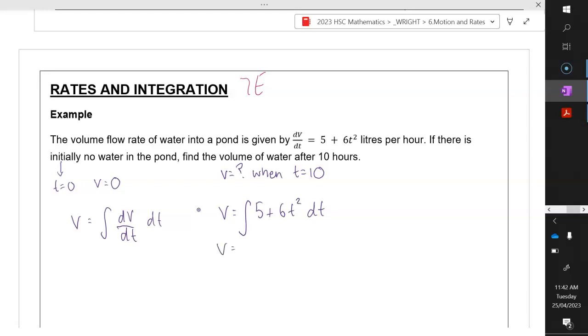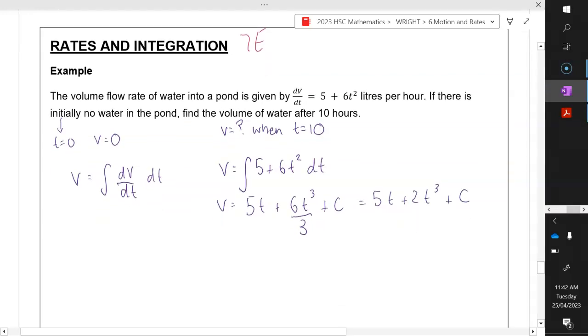Our volume is going to be 5t plus, we've got a 6, add 1 to that power, divide by that power, plus c. I'm going to neaten that up, and we're going to end up with 5t plus 2t cubed plus c.